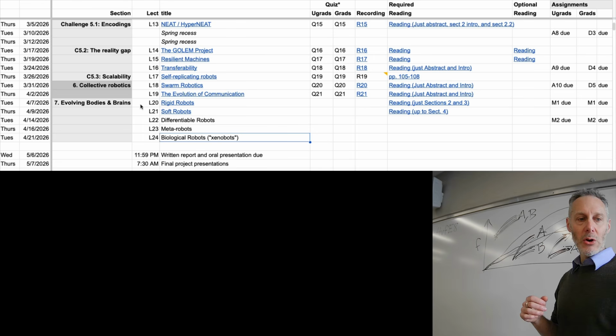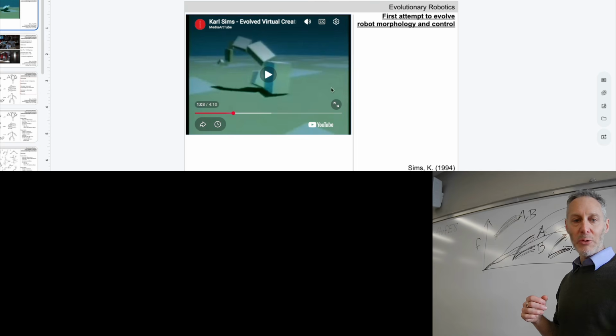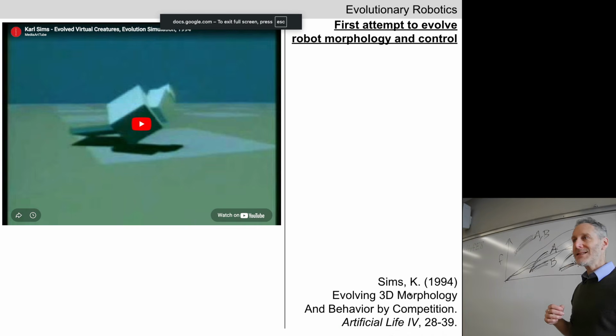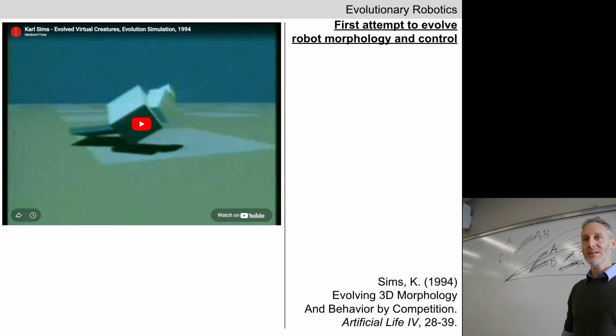Okay, let's go and have a look at the evolution of bodies and brains of rigid robots, which was published in a paper back in 1994. This is another paper that is often pointed at as the beginning of the field of evolutionary robotics.